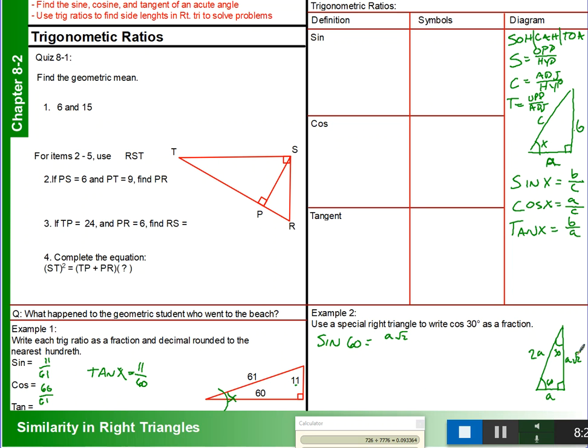Oh, I'm thinking about Anya's birthday and not thinking about the problem. Square root of 3, right? I hope you noticed that before I did.